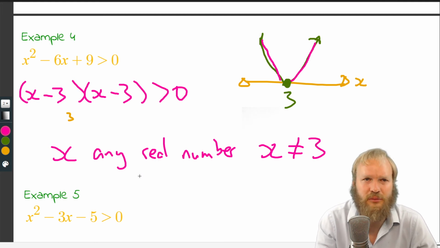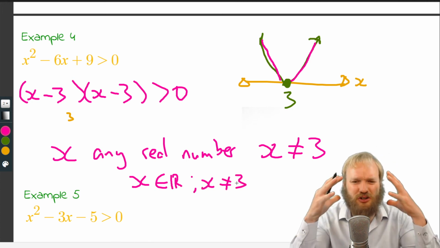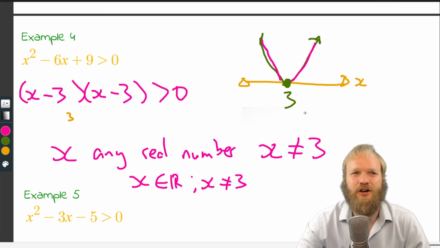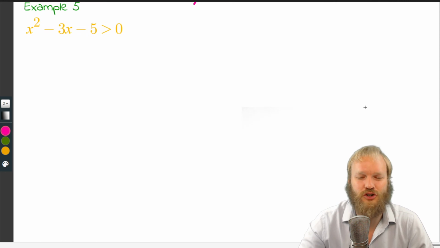And there we go. You might see it written more mathematically: x is an element of R, x not equal to 3. But as long as you get the gist of it, it's anything except that number 3. Okay, the last one shouldn't come up too often, but let's just do it in case.